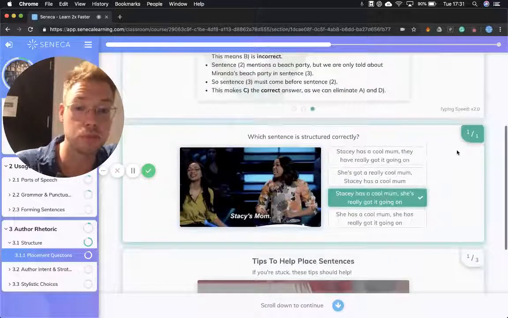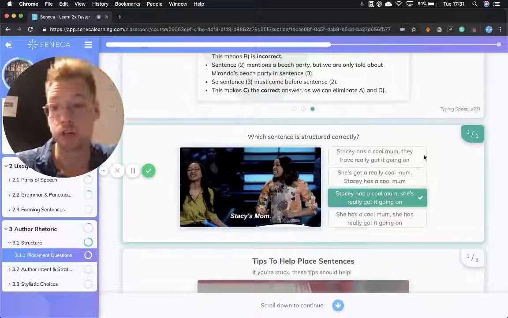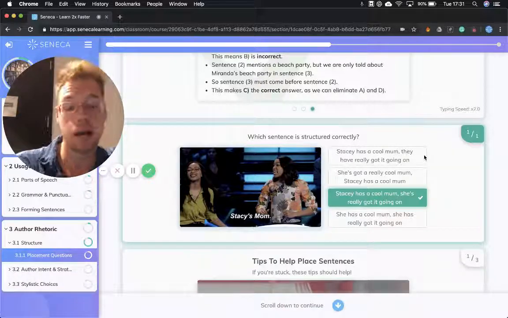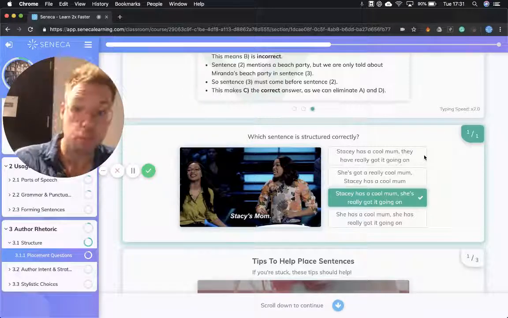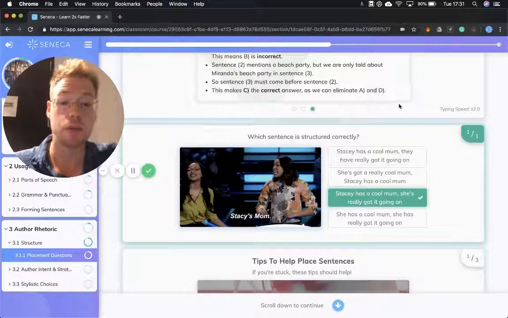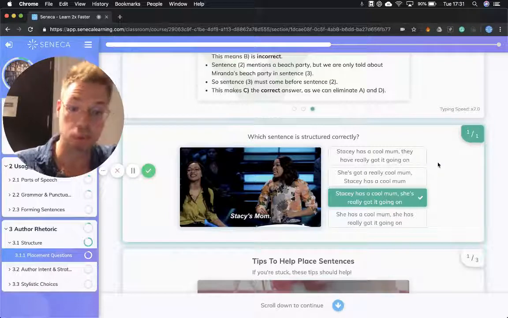Now, the other options, why are they wrong? Stacy has a cool mom. They have really got it going on. In the ACT, mum would suggest that the pronoun needs to be "she". It might be different in real life, we don't know, but for the ACT, we would assume that mum would go with a "she" pronoun.